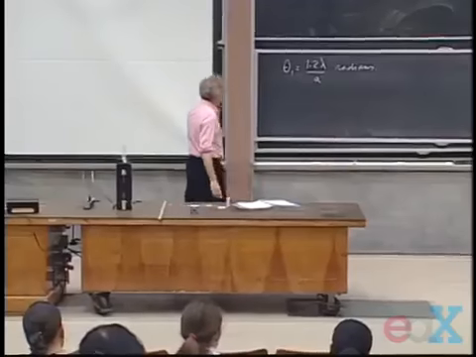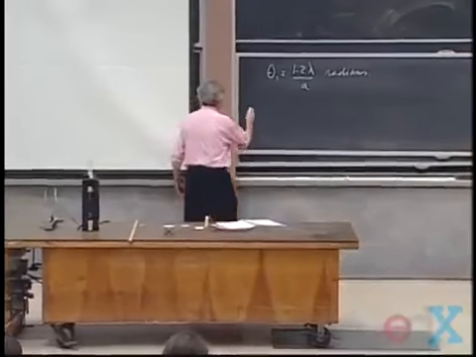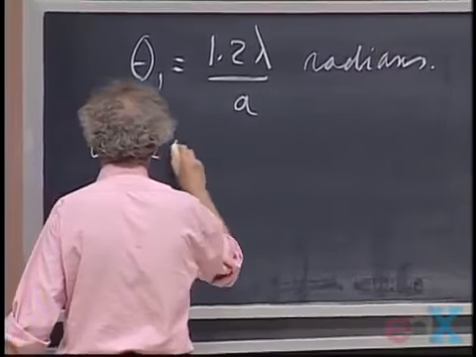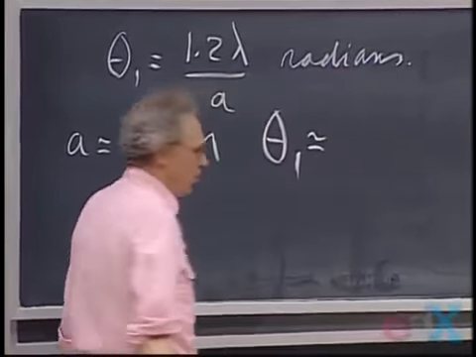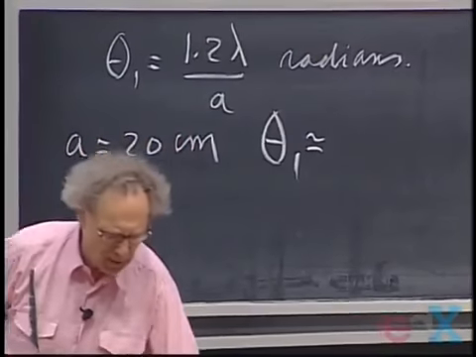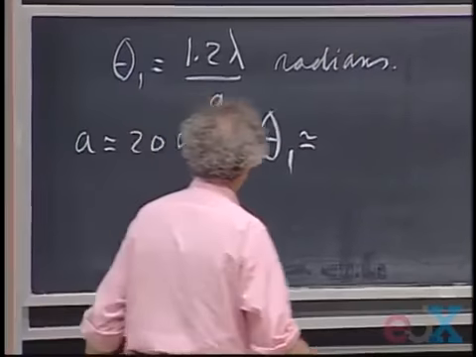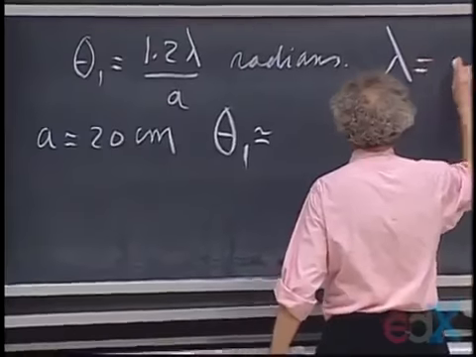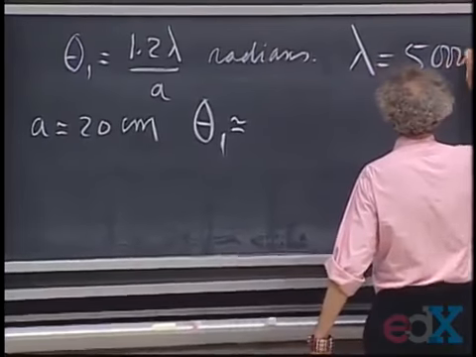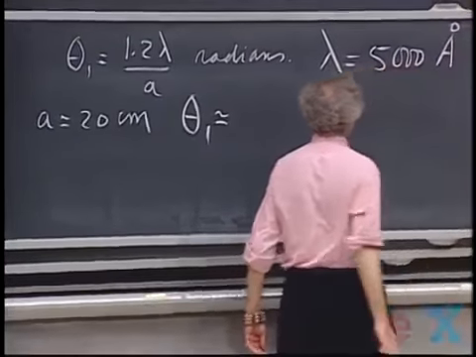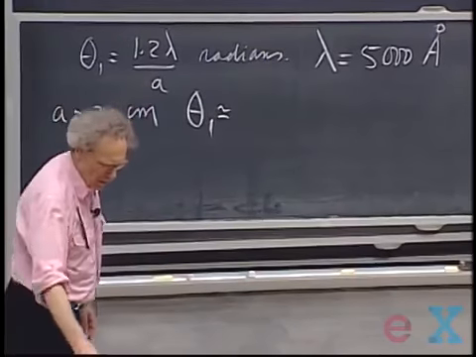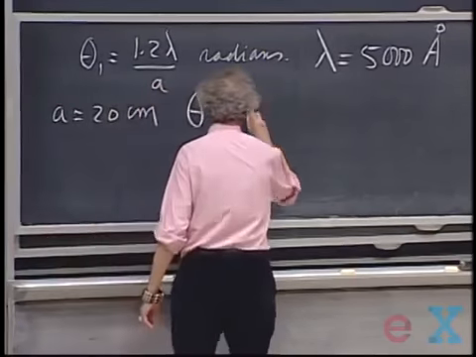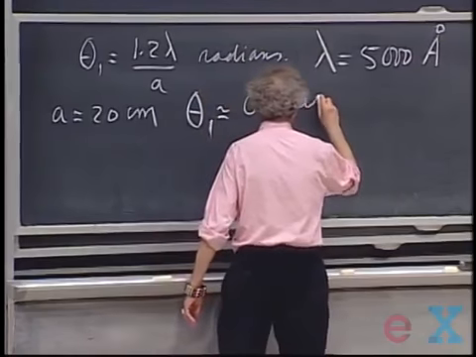If you take a lens which has a diameter A of about 20 centimeters, then that translates into a theta 1 of about half an arc second for 5,000 angstroms. So I take lambda as 5,000 angstroms. Remember, an angstrom is 10 to the minus 10 meters. So theta 1 then becomes half an arc second, 0.5 arc second.